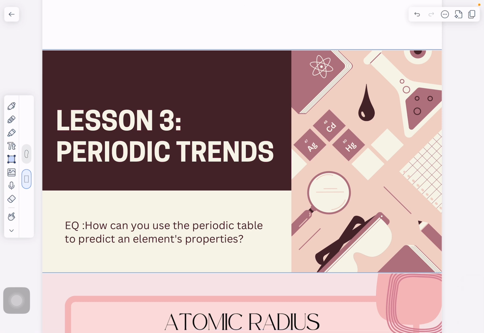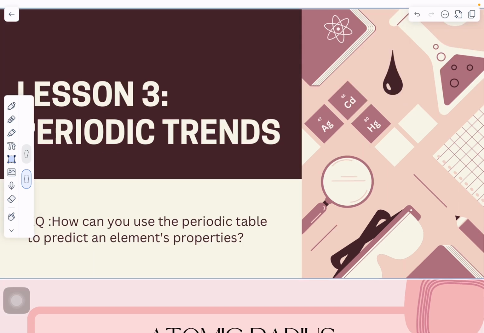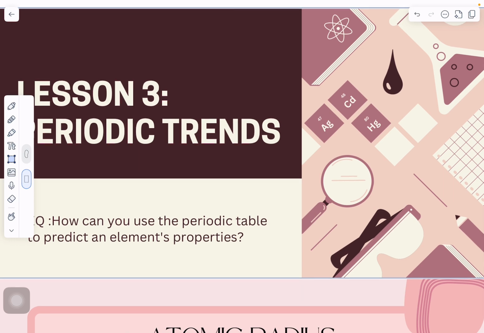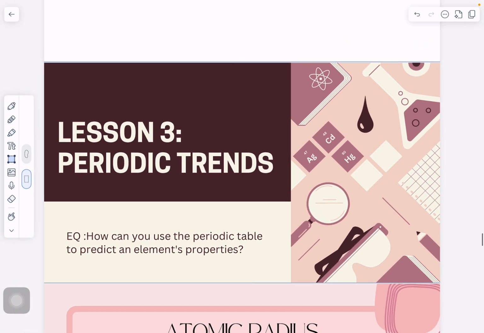Here's what you're going to do. You're going to take notes and follow along as we go through this lesson. First thing I need you to do is write down the title. The title is Lesson 3, Periodic Trends.